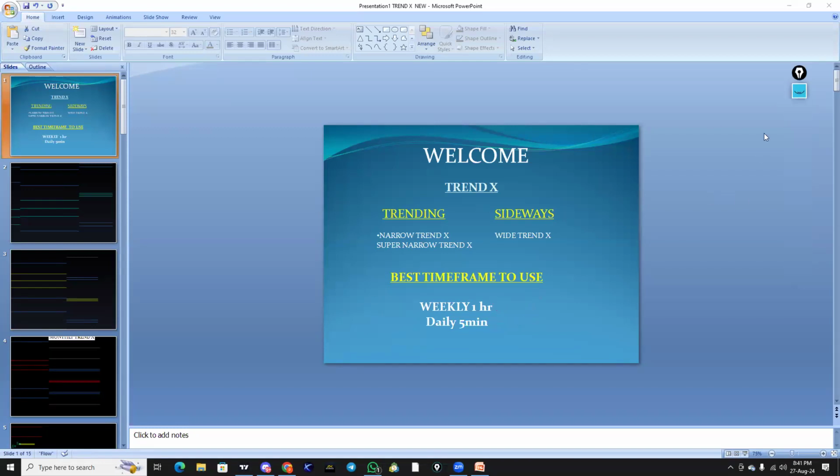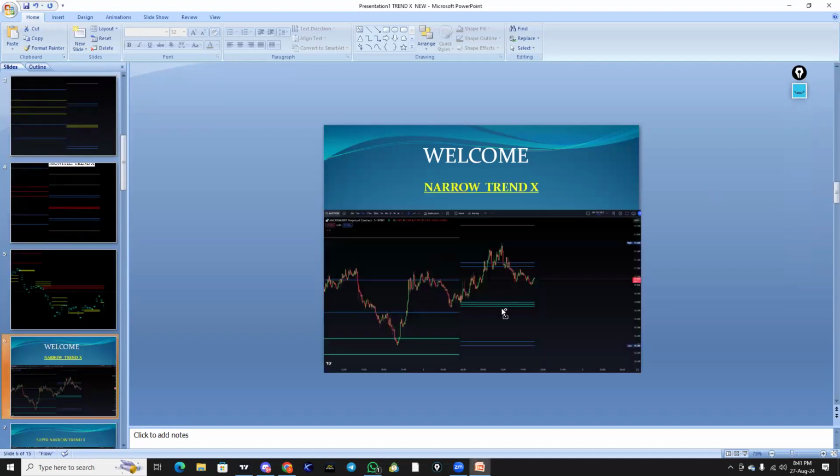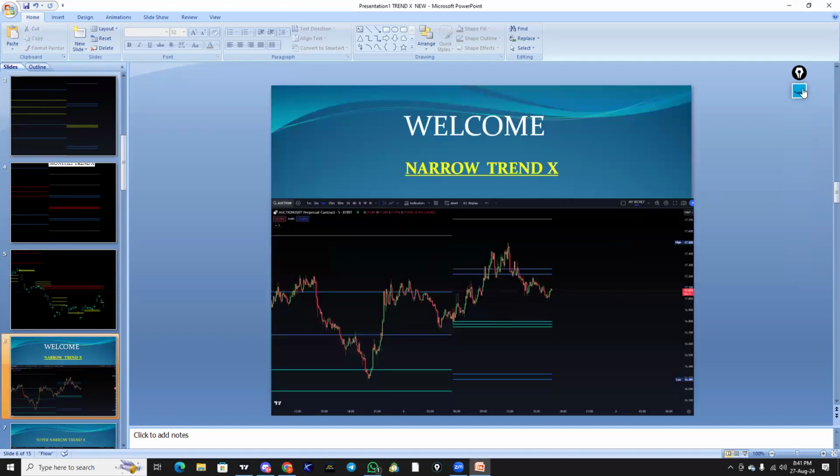Okay, so now I want to show you a narrow trend X and a super narrow trend X. So this is a narrow trend X. Just look here. This is how a narrow trend X looks. Now when we see this, we can say that today it will be a volatile day.